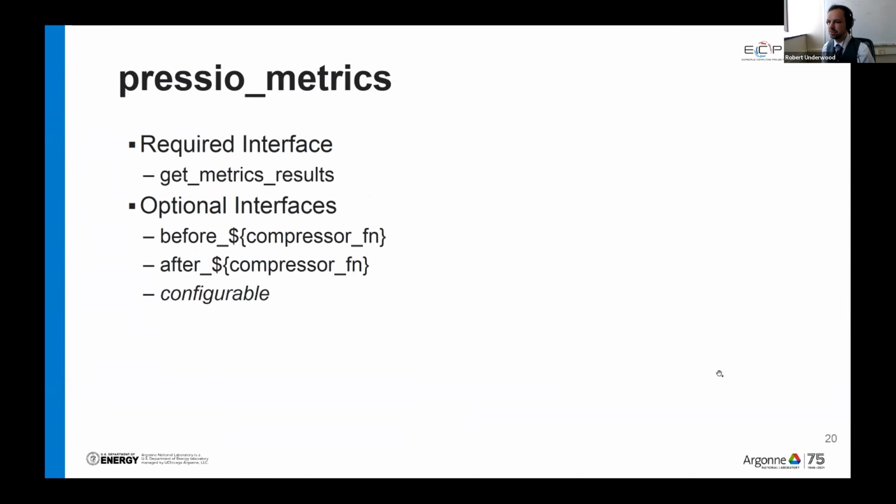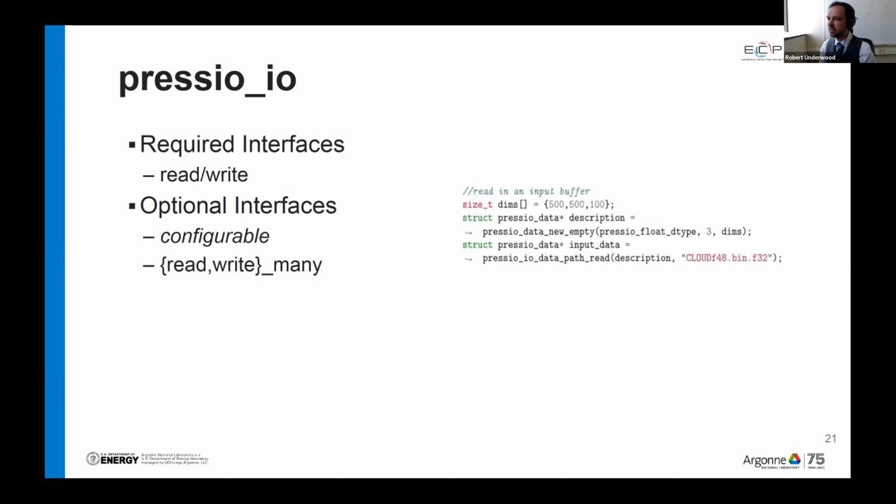Pressio metrics allow you to basically provide hooks before and after each function that's provided on the compressor. You can use these to implement generic versions of error reporting metrics that you may care about for your compressors. Next slide, please.